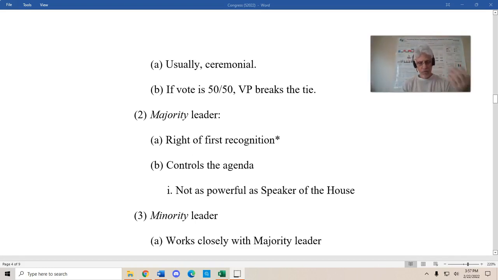Now, these are some of the powers that are associated with the majority leader. The majority leader is the leader of the Senate. The majority leader has the right of first recognition. Now, I put an asterisk next to that because I want you to hold on to that. I can't explain it right now because it has everything to do with the filibuster. And we'll talk about the filibuster. But the majority leader has the right of first recognition.